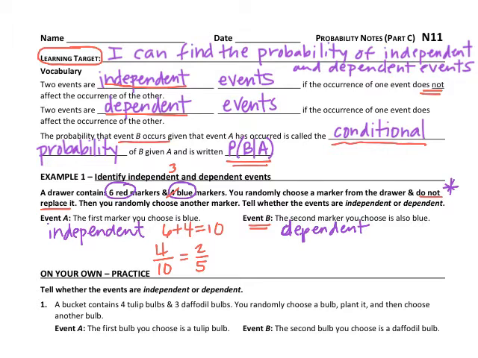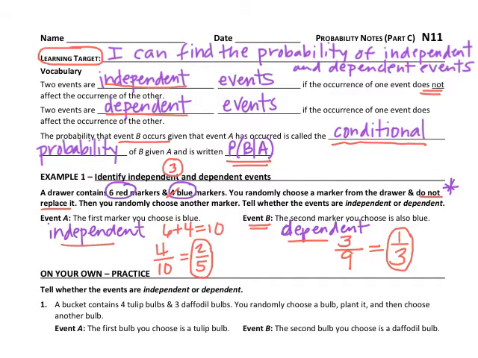So we have less markers in the drawer. We only have 9 markers in the drawer. And remember, one of the blue markers got taken out, so now we only have 3 markers that are blue left in the drawer. And we can reduce that. So the chance that we get a blue marker the second time is only 1 out of 3. The first time we were drawing from the group of 10, we had a 2 out of 5 chance of pulling a blue marker. So I hope this helps you see the difference between independent and dependent events.